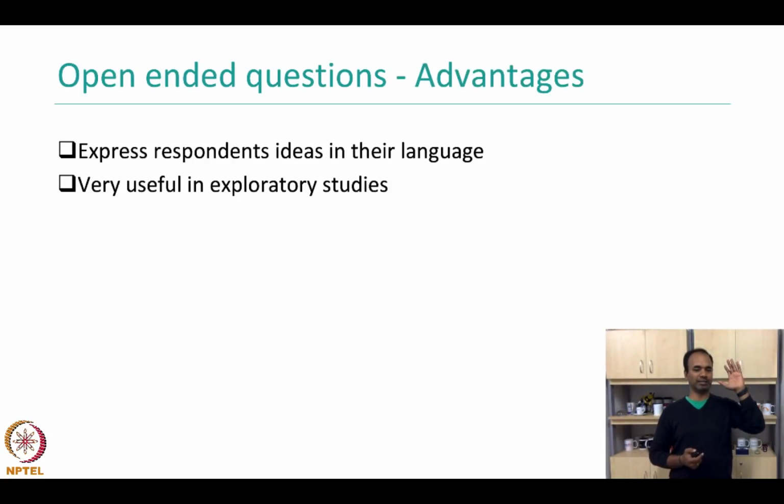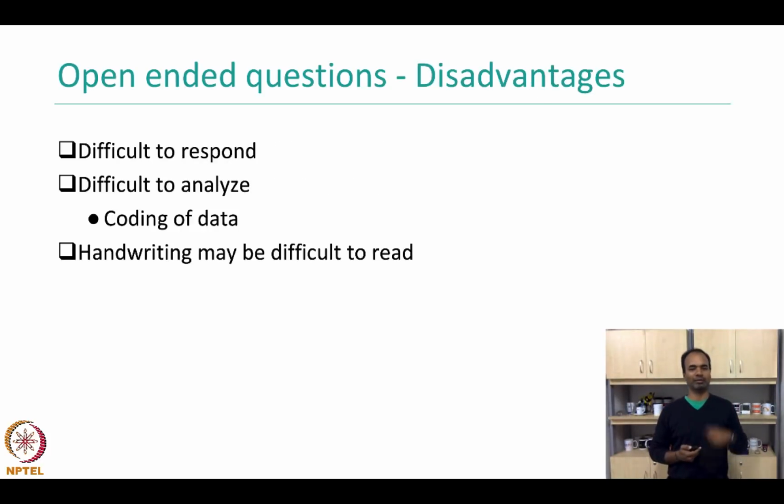Advantages: express respondents' ideas in their own language, very useful in exploratory studies because it's just asking you questions. You can get answers in different directions, which will help you to think well through the point that you are interested in collecting data on. Disadvantages: it's difficult to respond, because if you're asking me, what do you think about the course? I say, yeah, good, sometimes nothing, right? You won't be able to normalize the responses of different respondents. Difficult to analyze, which is exactly the point that I was saying. Handwritten may be difficult to read too, right? Because if you're using personal interactions as a data collection method, then whatever is written by hand will be actually hard to read.